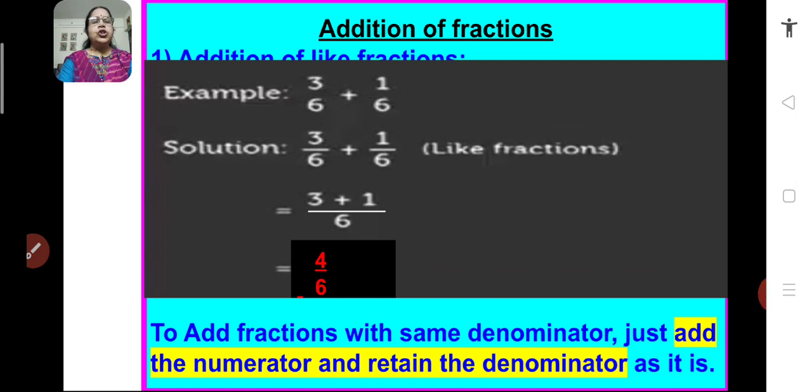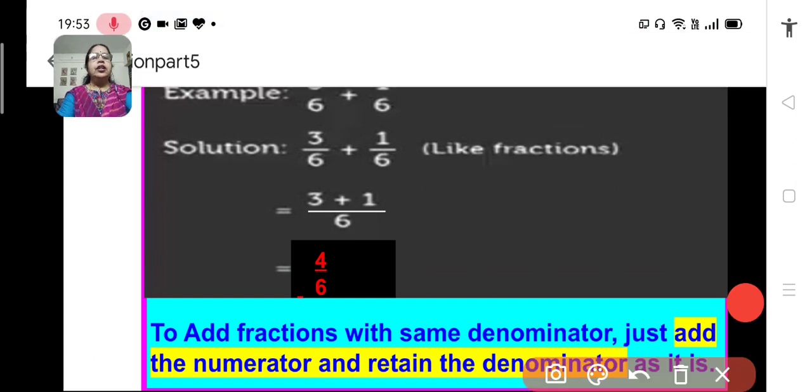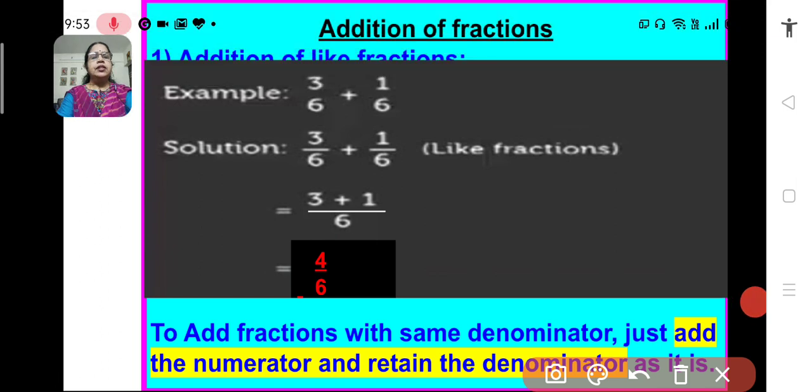Now, coming to the next topic, how do we add fractions? Children, you have learned how to add the whole numbers, but how to add fractions we will learn now. We have two fractions here which have same denominators, that means they are like fractions. So, when we have like fractions, what do we do? We just add the numerators and keep the denominator as it is. So, when we add these numerators 3 and 1, what do we get? We get 4, and 6 will be the denominator.